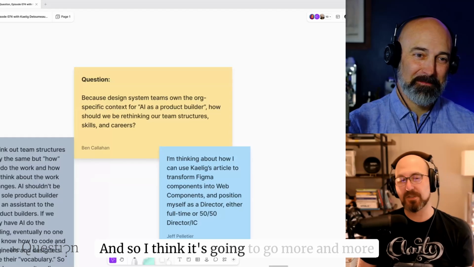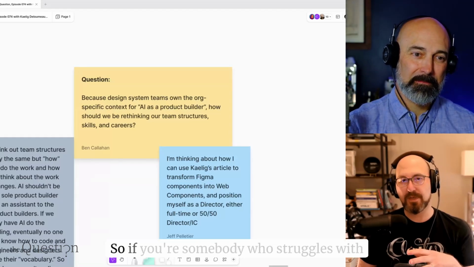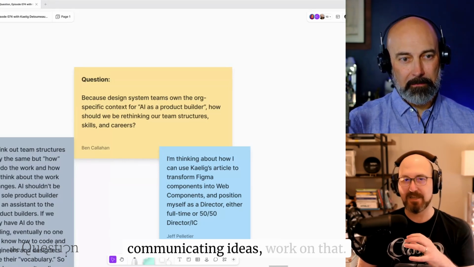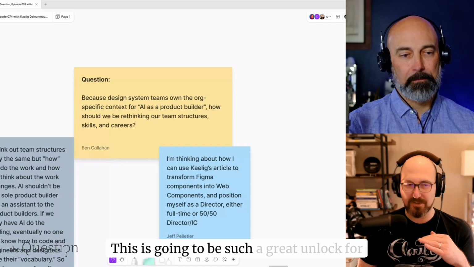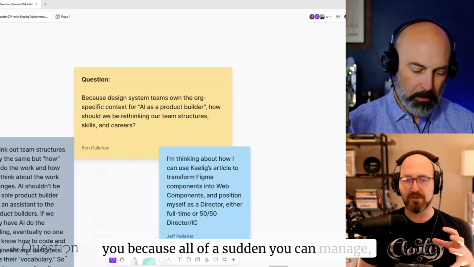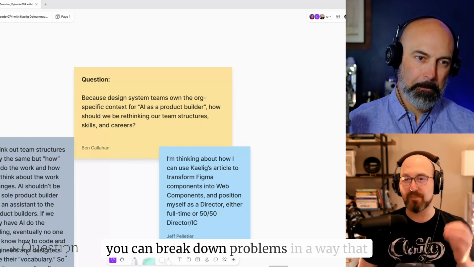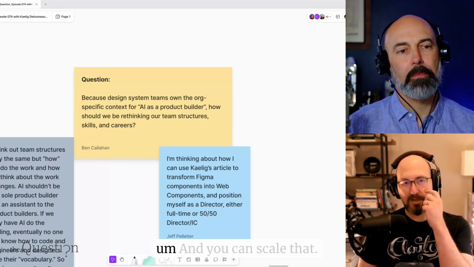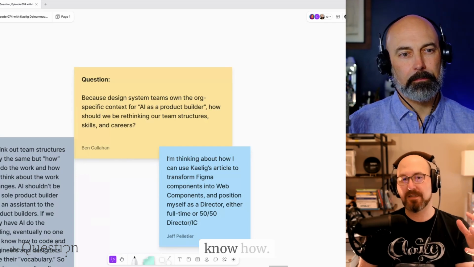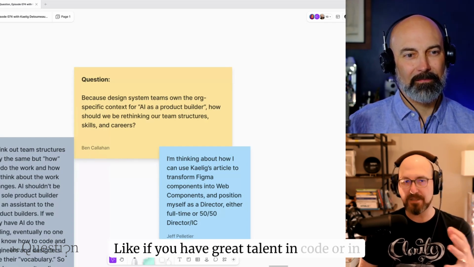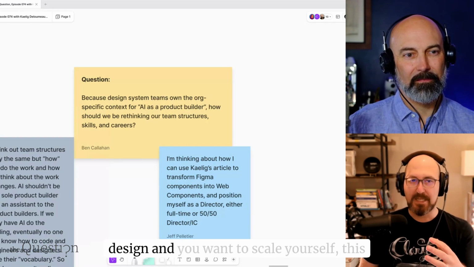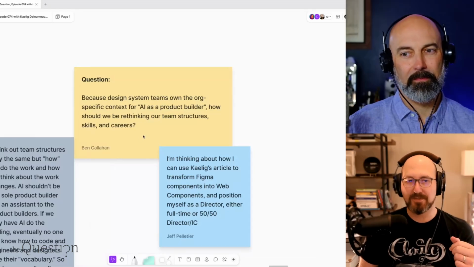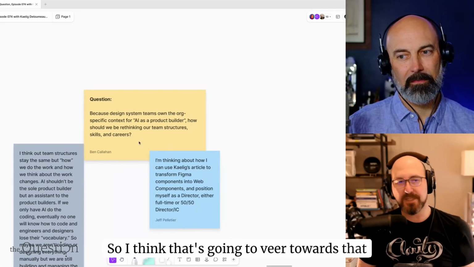And so I think it's going to go more and more towards that. If you're somebody who struggles with communicating ideas, work on that. This is going to be such a great unlock for you, because all of a sudden you can break down problems in a way that agents can act on them. And you can scale that know-how. If you have great talent in code or in design and you want to scale yourself, this is a great time to do that. So I think that's going to veer towards that more and more.